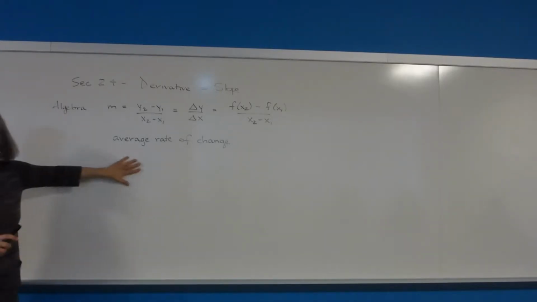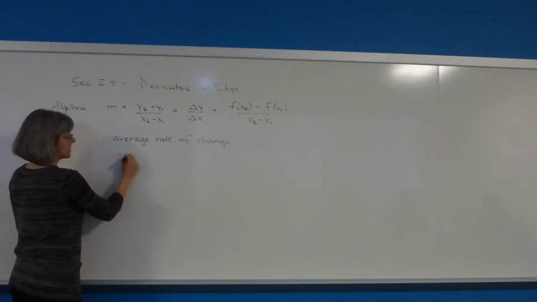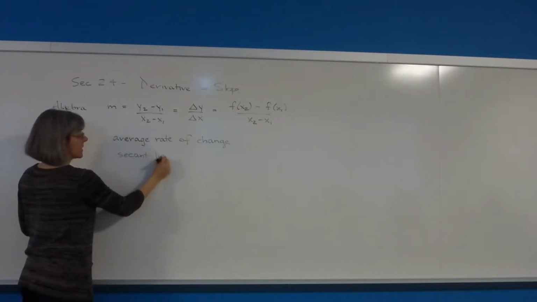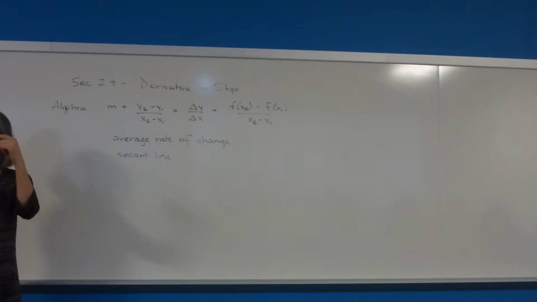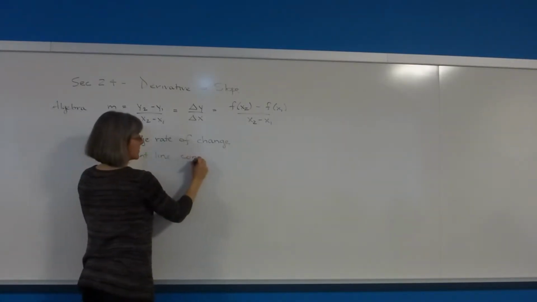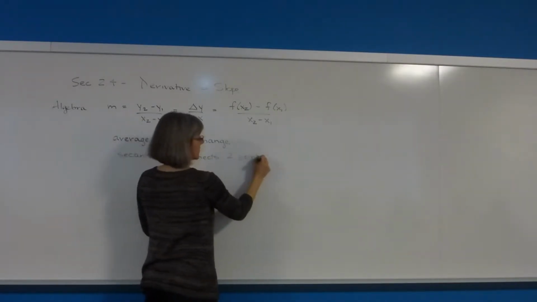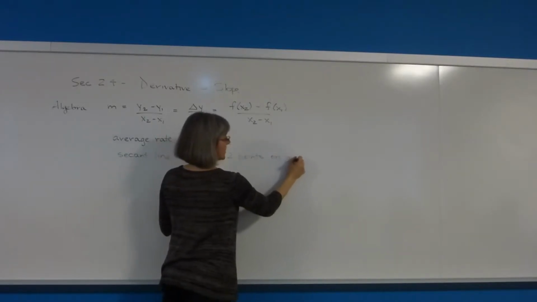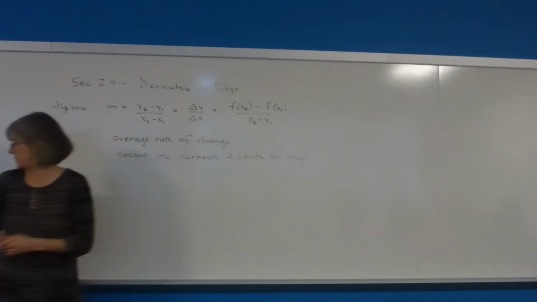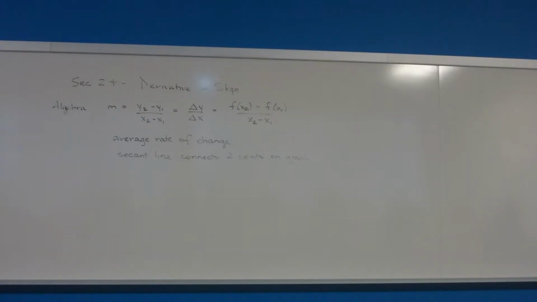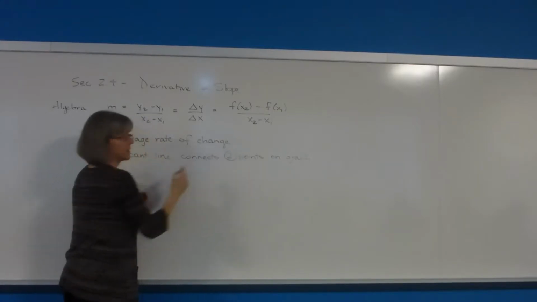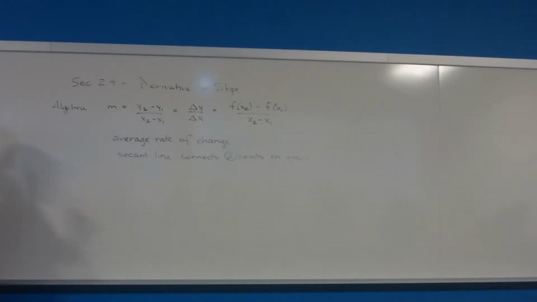So this is algebra. The other word we're going to use is secant. The secant line connects 2 points on a graph. Any 2 points. So this is why it's algebra, because it is 2 points. When we get to calculus, it's going to be 1 point. That will become cool. So let's do a couple of examples.